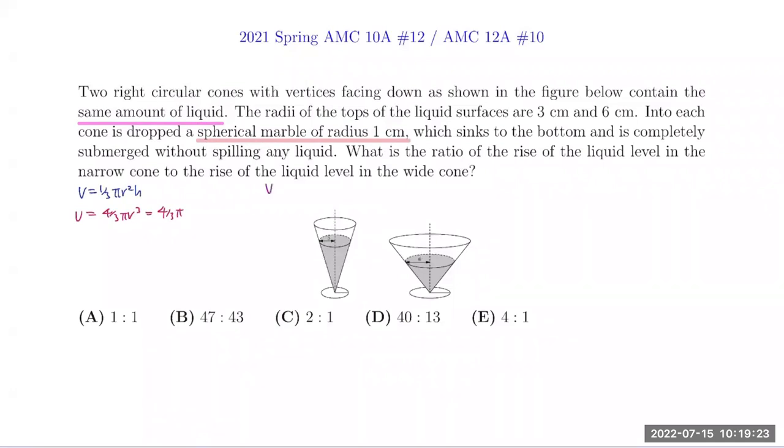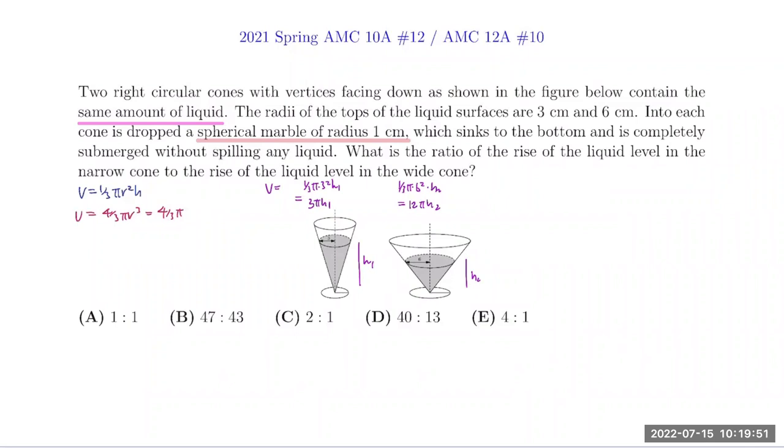That is going to be, respectively, for each cone, 1/3 pi times 3 squared times h1, and 1/3 pi times 6 squared times h2. That simplifies a bit to become 3 pi h sub 1, and this is equal to 12 pi h sub 2. So this is how you would express the volume of each cone given any height, h1 and h2.